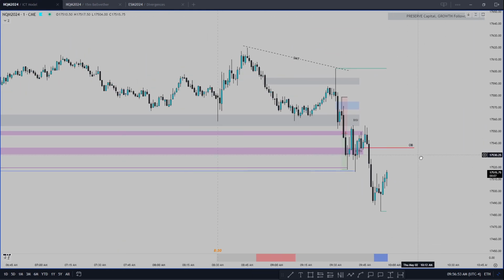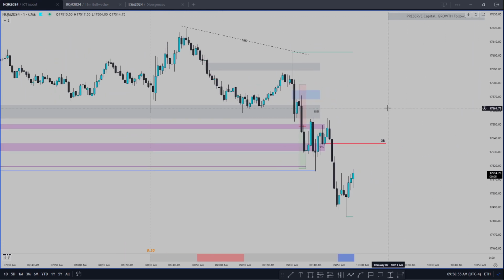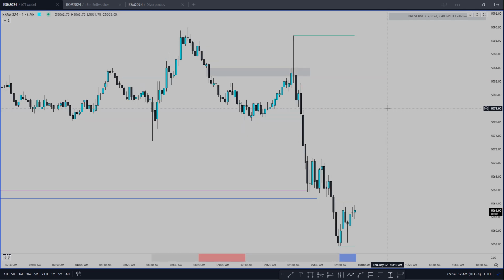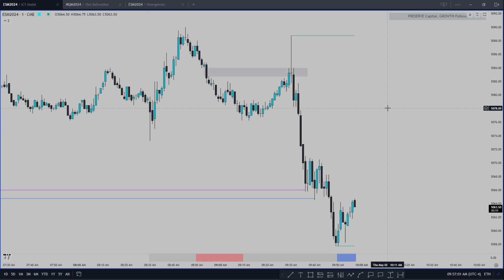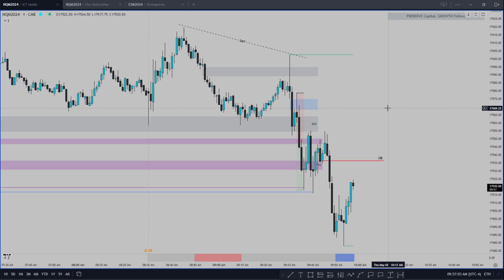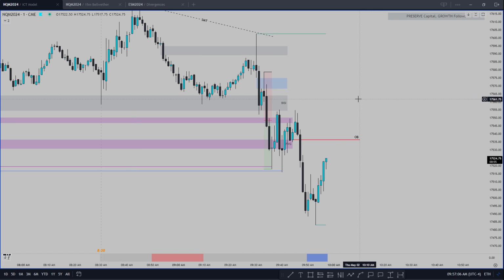Start the buy side of the curve. We could. We do have the SMT with the new day opening gap. I would like the market maker buy model on NASDAQ compared to ES. But I want to see how we react to this SIBI here.